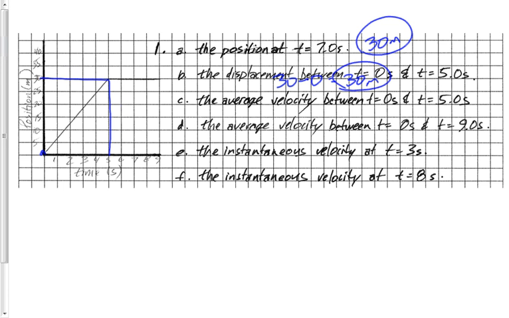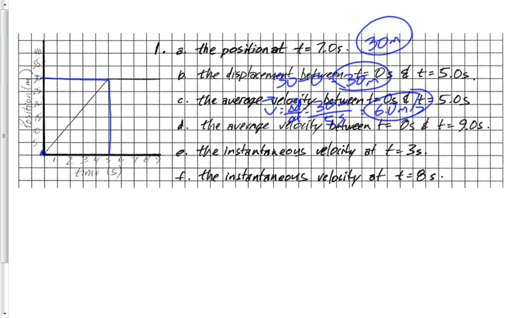Good. The average velocity between 0 and 5 seconds. Anybody else on that one? Good. So the displacement there is 30 meters, divided by the time. From 0 to 5 seconds is 5 seconds. Some people are asking, well, what time do you use? From 0 to 5 is 5 seconds. Don't use the time on the bottom of the graph. Use the time that the question refers to, 5 seconds. Gives me 6 meters per second.